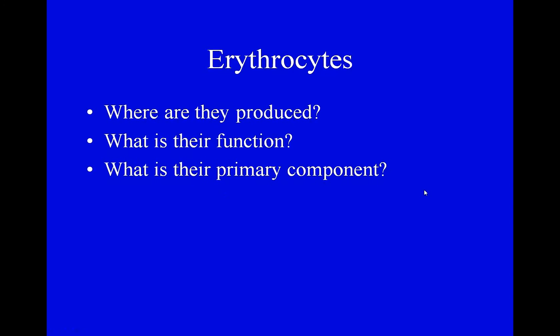What is the primary component, or what is the main thing that a red blood cell is made up of? Well, an erythrocyte gets its red color from the heme, the hemoglobin. So the primary component of a red blood cell is hemoglobin, and that is the part of the red blood cell that carries the oxygen.